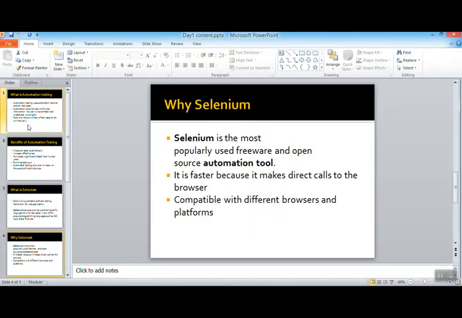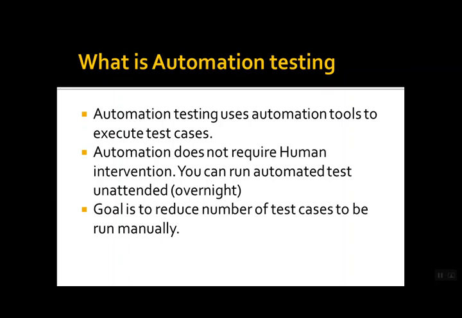Before getting into this, what is automation testing? Automation testing uses automation tools to execute the test cases. It does not require any human intervention to run the test cases. Test automation is the process that makes use of automation tools such as Selenium to execute pre-scripted tests. Then it compares the test result to the expected result and reports to the testers. The main goal is to reduce the number of test cases to be executed manually.